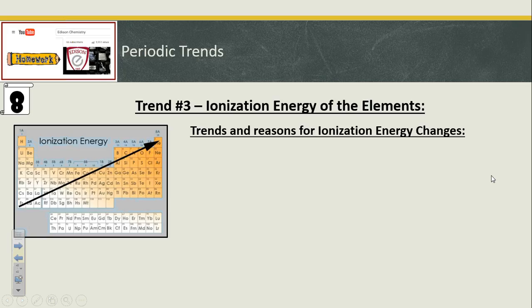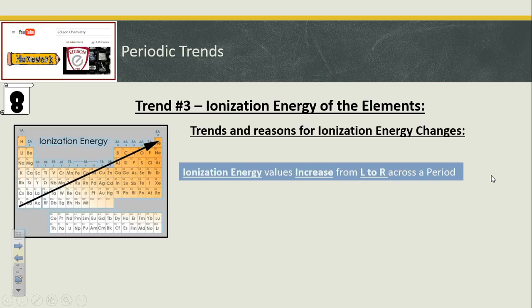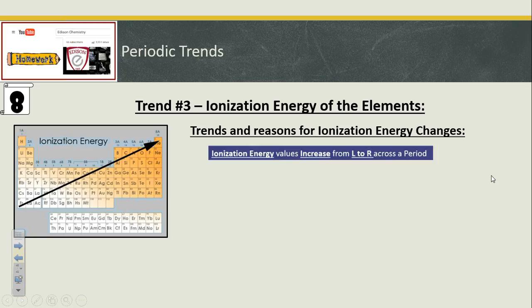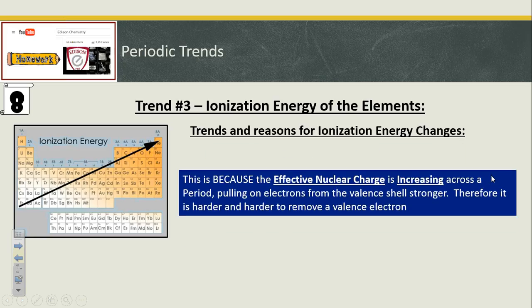Ionization energy. This is how much energy it takes to steal one valence electron, the first valence electron, from an element. And of course, it's related to atomic effective charge and shielding, okay? Because we're talking about the interaction between the nucleus and the valence shell. Ionization energies increase from left to right. Why? Well, the effective nuclear charge is increasing from left to right. So those electrons are getting pulled on even more as the elements have a higher effective nuclear charge on the right-hand side. And therefore, it's harder and harder to remove that valence electron.